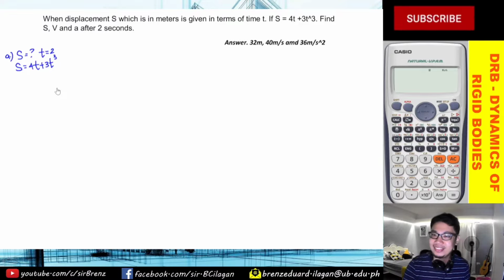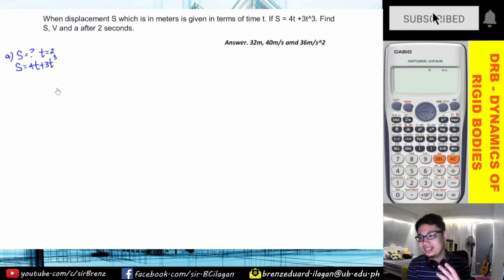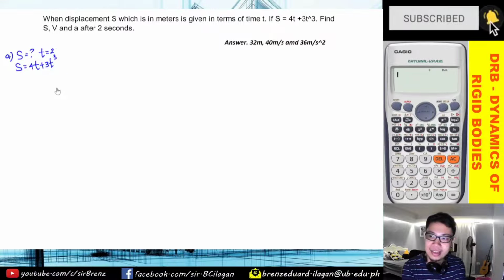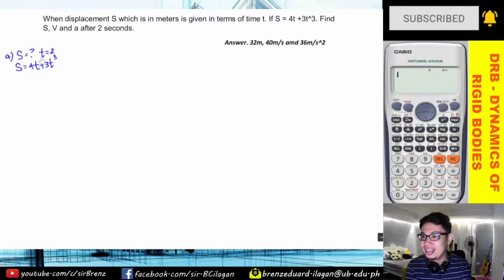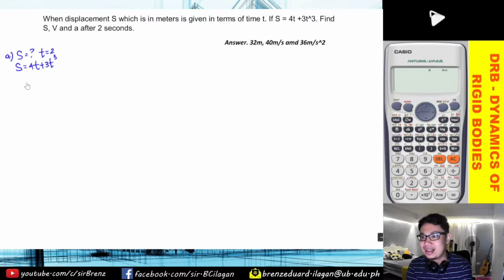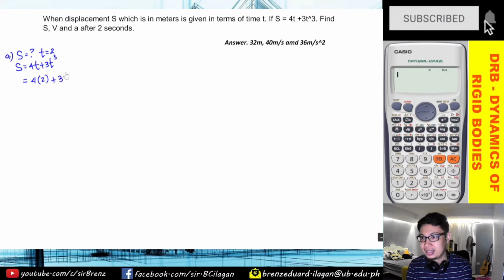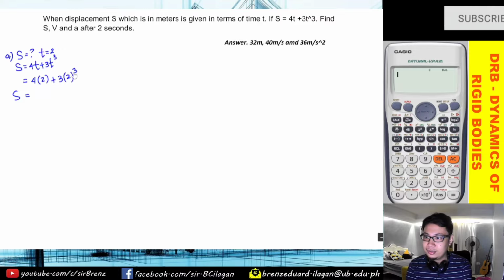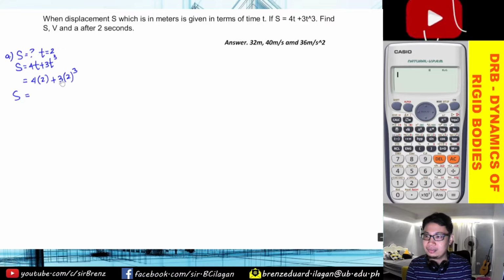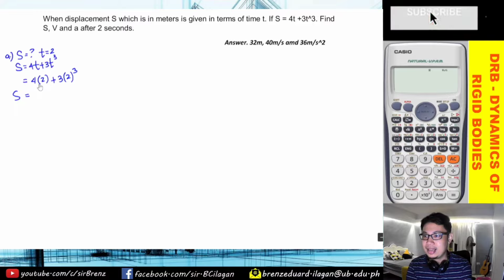So, wala kayong gagawin kundi mag-direct substitution. Since given na nga yung equation na yan is for the displacement, ang gagawin mo dyan ay sasubstitute mo lang yung time, which is 2 seconds. Napakadali, ano. So, 4 times 2 plus 3 times 2 cubed. 2 cubed is 8, times 3 is 24, plus 8 is 32. Ayan na, hindi tayo gumagamit ng calcu.